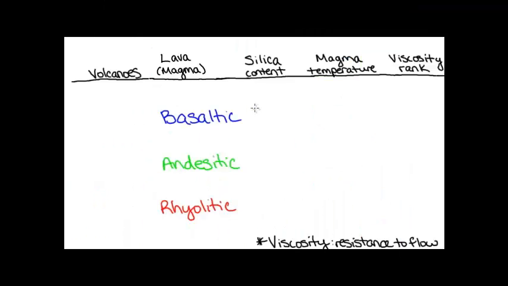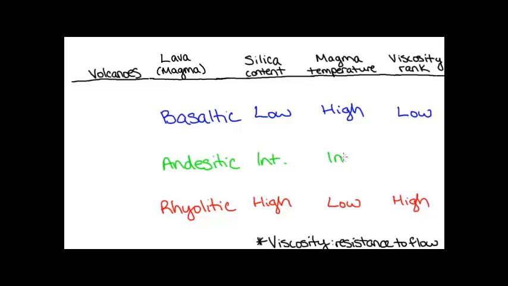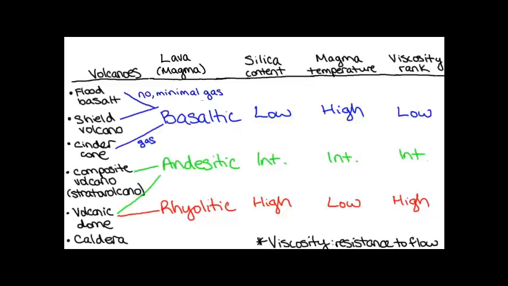Basaltic magma has a low silica content and a high magma temperature, resulting in low viscosity. Rhyolitic lava has a high silica content and low magma temperature, resulting in a high viscosity. Andesitic magma is considered intermediate on all three counts. A good general rule is the more viscous the magma, the more explosive the eruption, resulting in caldera eruptions.